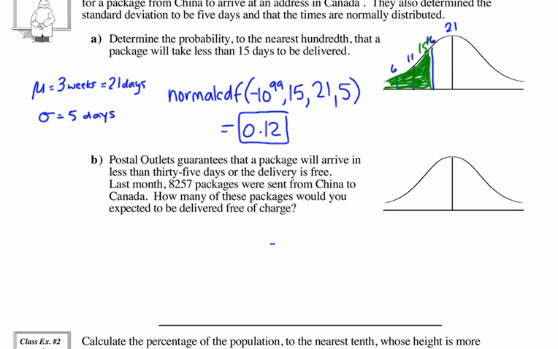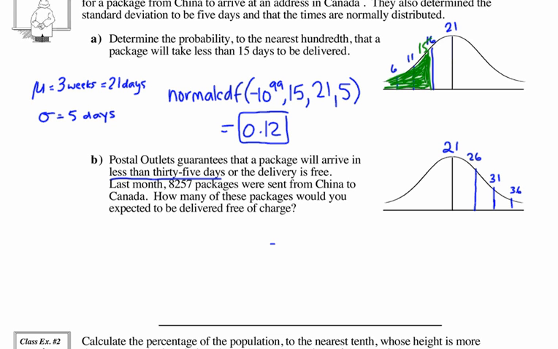So the next problem says postal outlets guarantee that a package will arrive in less than 35 days, or the delivery is free. Last month, 8,257 packages were sent from China to Canada. How many of these packages would you expect to be delivered free of charge? So remember, our mean is 21, and our standard deviation is 5. So we go 26, then adding 5 is 31, adding 5 is 36.